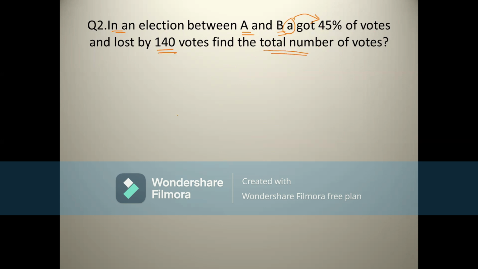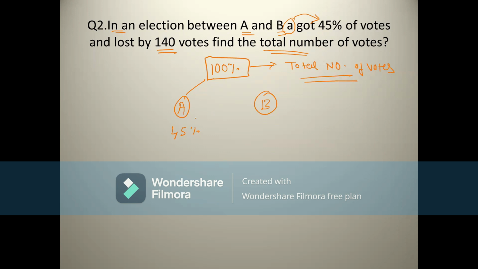Again, the election is between whom? A and B. Here A got 45% of the vote, and the total vote will always be 100%. So 100% is nothing but the total number of votes. Are you getting my point? From this 100%, A got 45% of the votes. So how much will B get? Very good, 55% of the vote.